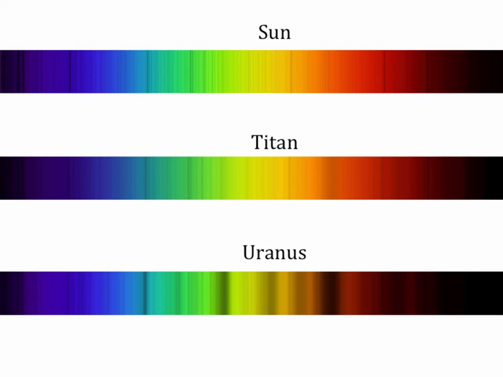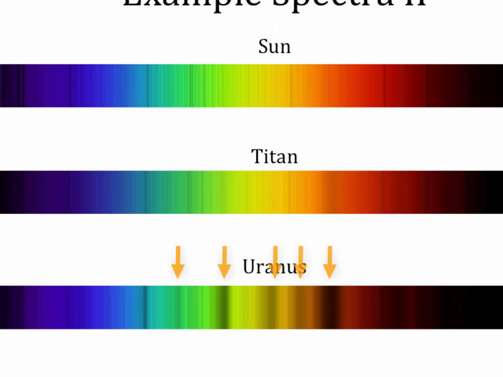The bottom spectrum is a spectrum of the planet Uranus. In the spectrum of Uranus, you see many dark absorption features, all of which correspond to methane. Uranus has a methane atmosphere like Titan, but it's much thicker, and the sunlight goes deep into the atmosphere before reflecting off and bouncing back to us on the Earth.